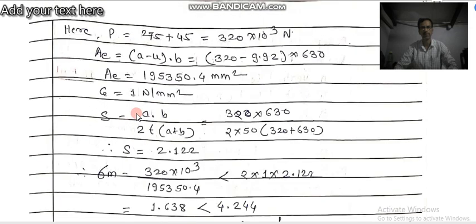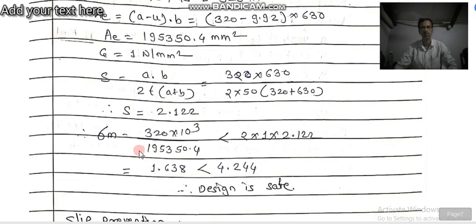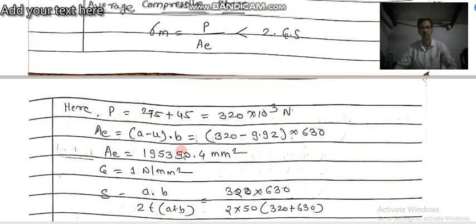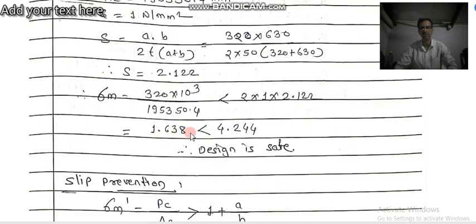Sigma m is equal to 320 into 10 raised to 3 divided by this AE, where AE is 1953.50.4, and this value is 1.638, which is less than 2 times GS, therefore design is safe.